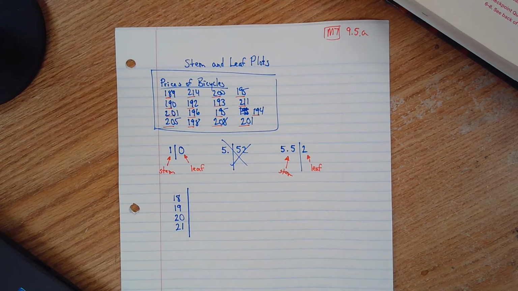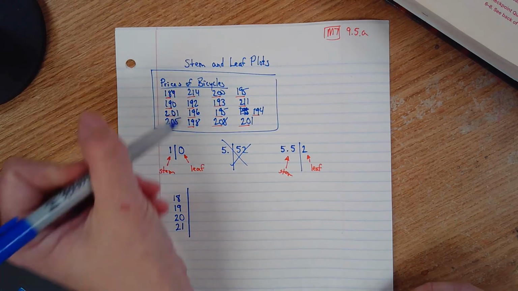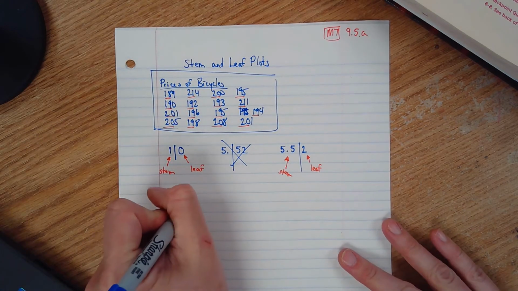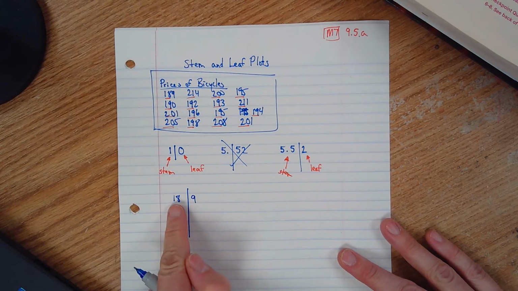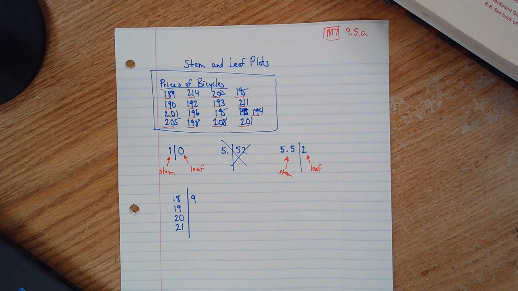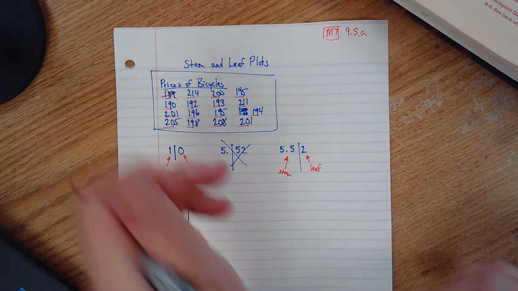Now I'm going to arrange my data in order from least to greatest. So I look at the 180s, and I see that I just have one piece of data in the 180s, just the 189. So I'm going to put a 9 here. So you read this as 189, okay? And then I'm going to cross off that piece of data so I don't accidentally use it again.